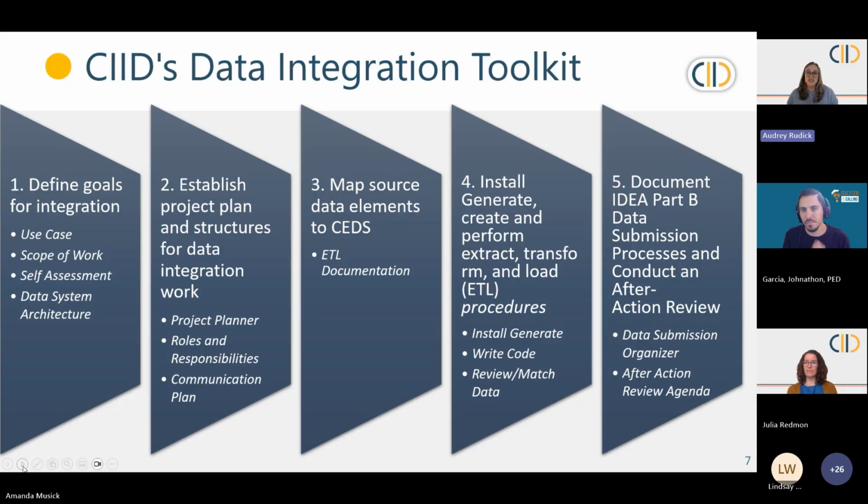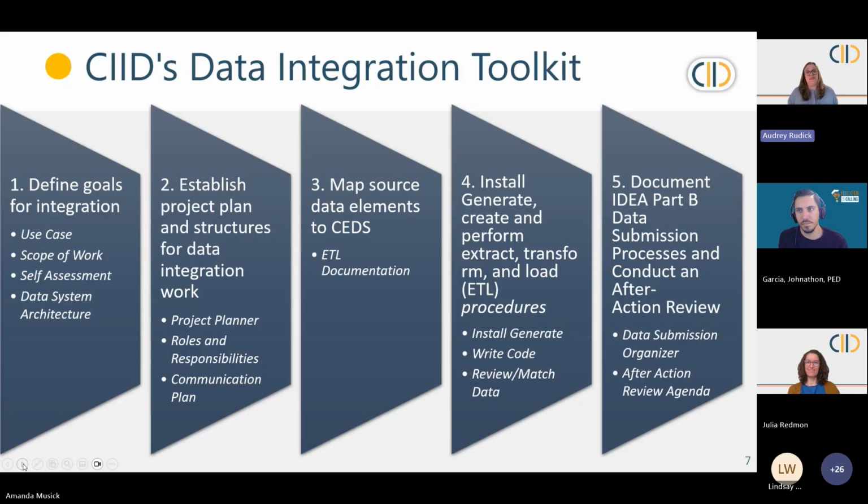In step 4, we install Generate, write code to help move that source data into CEDS following the outline created in those mapping documents from step 3. And we work to review and match data as it moves through Generate to ensure that the process is working correctly here. And then finally, in step 5, we're making sure that everybody understands the process and has appropriate documentation in place. We complete after-action meetings and steps to ensure that improvements for the future can be captured.